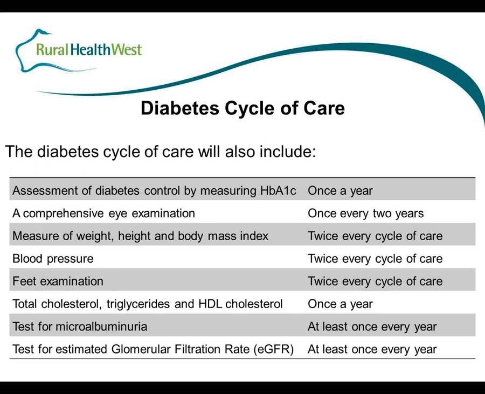The diabetes cycle of care will also include assessment of diabetes control by measuring the HbA1c once a year, a comprehensive eye examination once every 2 years, a measure of weight, height and the body mass index twice every cycle of care, blood pressure twice every cycle of care, a foot examination twice every cycle of care, total cholesterol, triglycerides and HDL cholesterol once a year, a test for microalbuminuria at least once every year, and a test for glomerular filtration rate at least once every year.